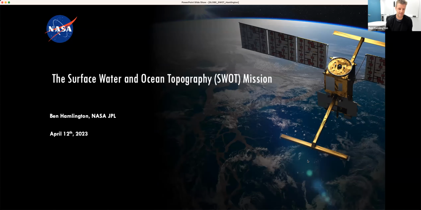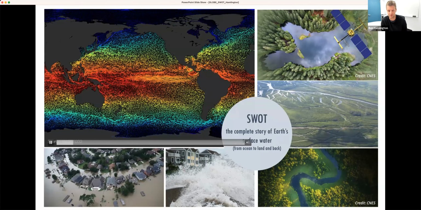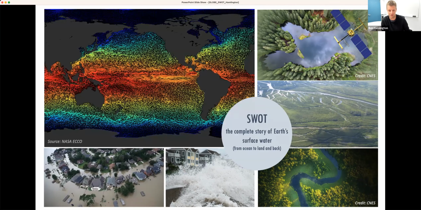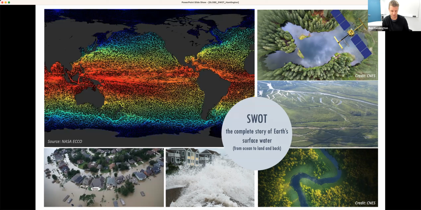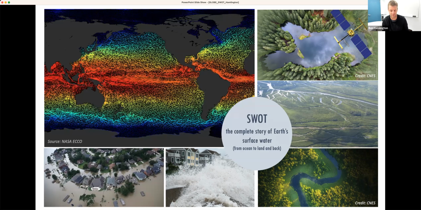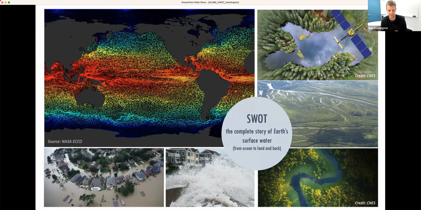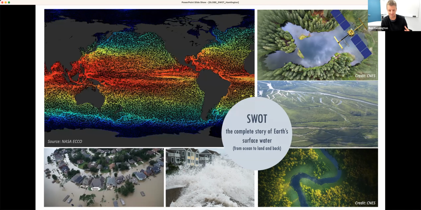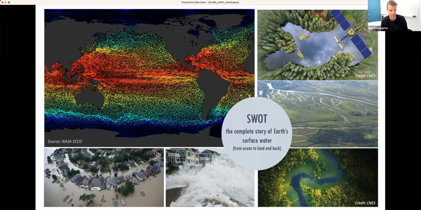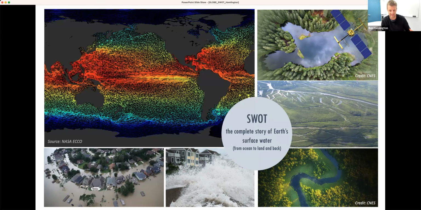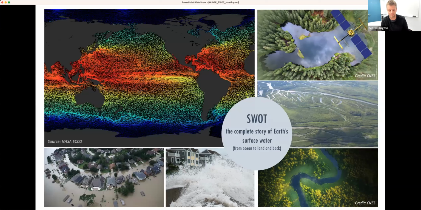All right, so SWOT is what we refer to as the complete story of Earth's surface water. So when we say Earth's surface water, I'm not just talking about, say, lakes, rivers, and streams. I'm also talking about what's in the ocean. So SWOT is able to see all of these different features. It's able to see the ocean in much higher detail than ever before. It's able to see more rivers and lakes and streams than we've ever been able to observe before. And it can do this on global scales, right? It's a satellite. It's not focused on any one area. It's observing these things everywhere.